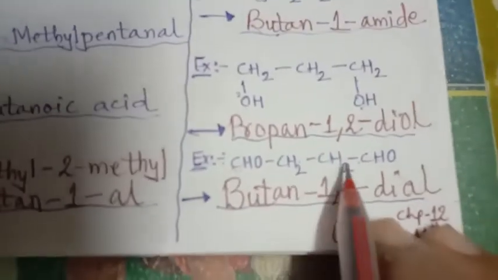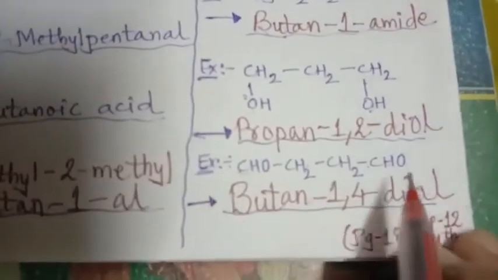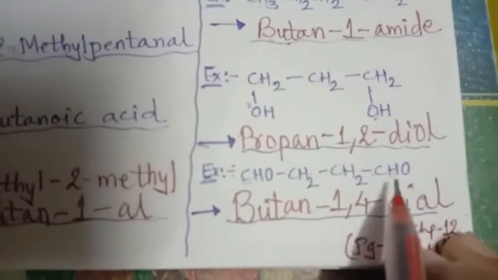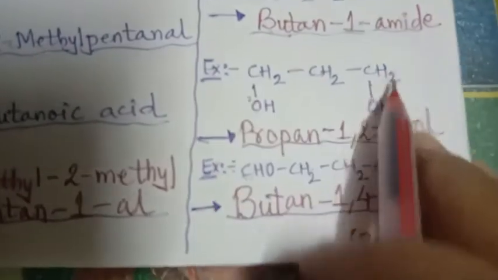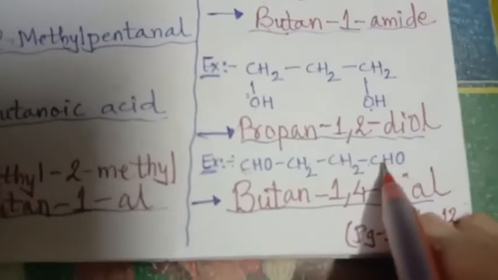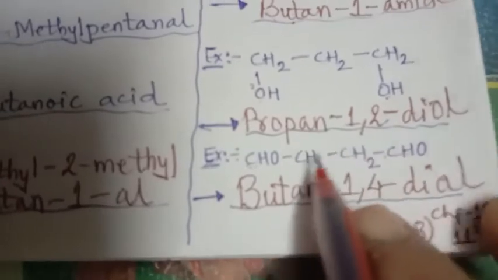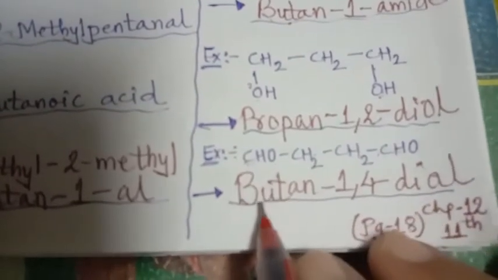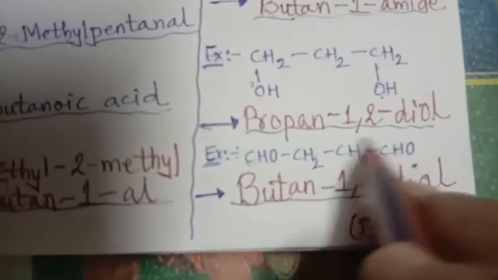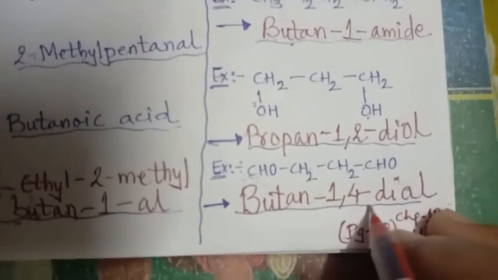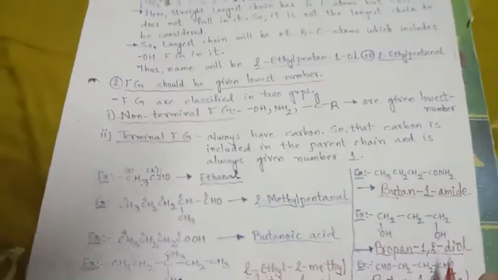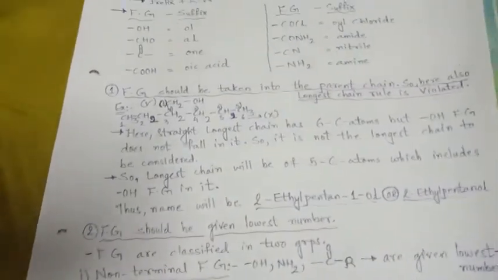1, 2, 3, 4. Both this functional group aldehyde contains carbon. Here we don't have carbon, so we are considering this only. But here this both have carbon, so they will be also included. 1, 2, 3, 4. 4 carbons of butane. First carbon aldehyde, fourth carbon aldehyde. So butane 1,4-diol. Clear?